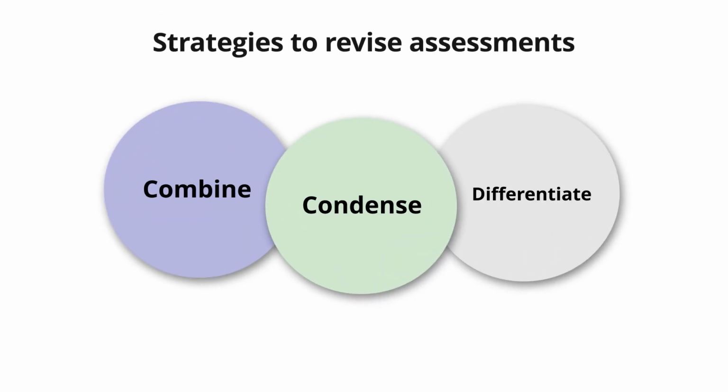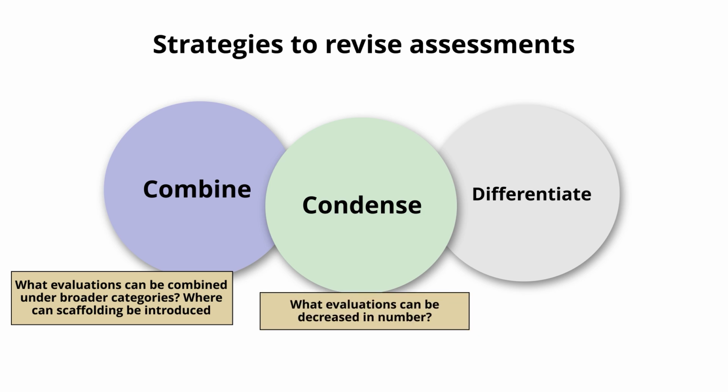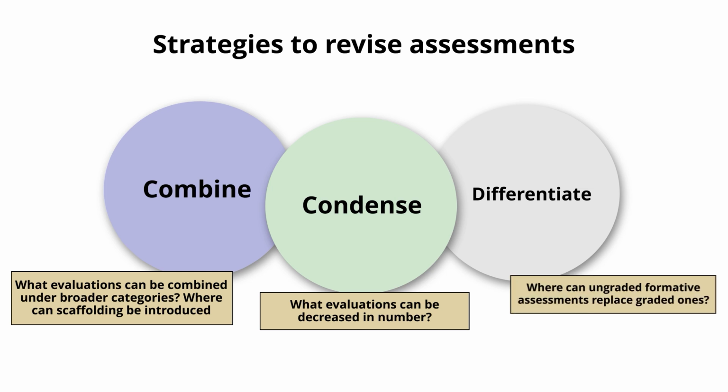When I combine assessment items, I think about evaluations that could be grouped under broader categories. Especially important here is to think about where scaffolding could be introduced. For example, could I condense by decreasing the number of evaluations overall? Could I differentiate by clarifying an ungraded formative assessment from a graded one?